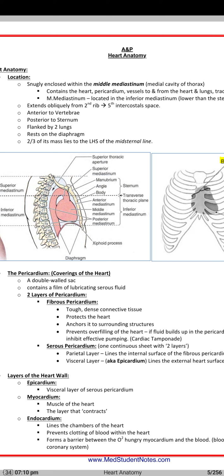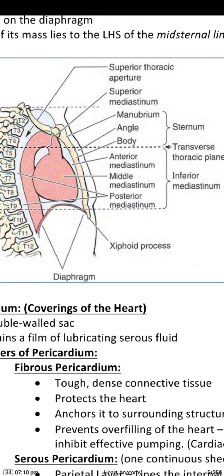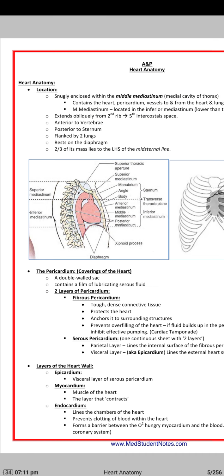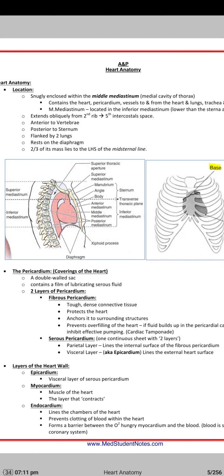As you can see, the heart is snugly enclosed within the middle mediastinum, the medial cavity of thorax. Yes, the heart is snuggled inside the medial cavity of thorax, the middle mediastinum. The heart contains what?